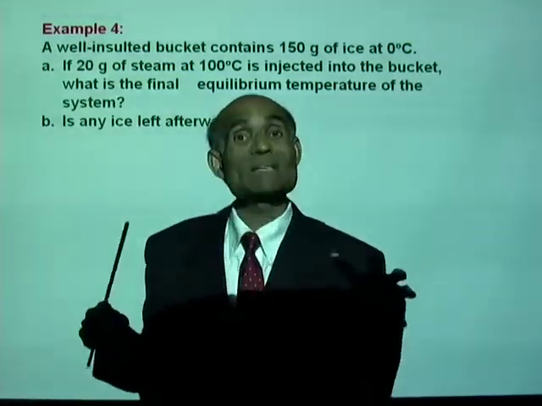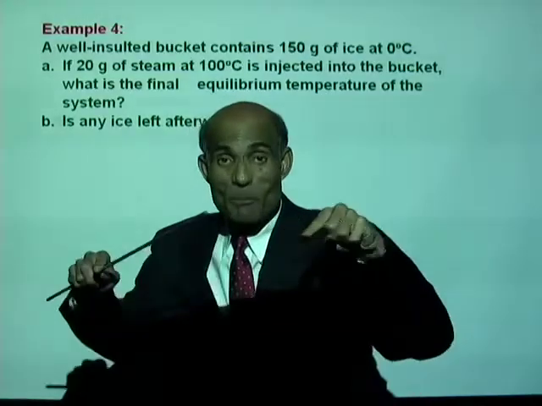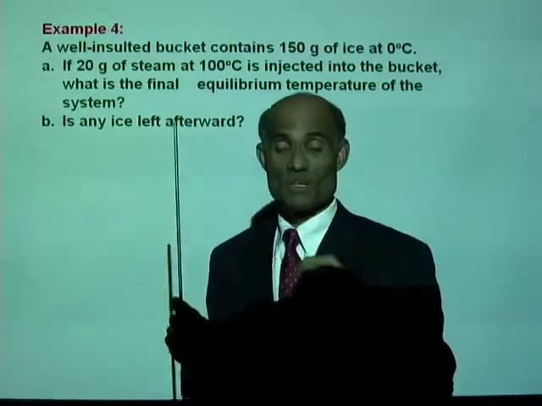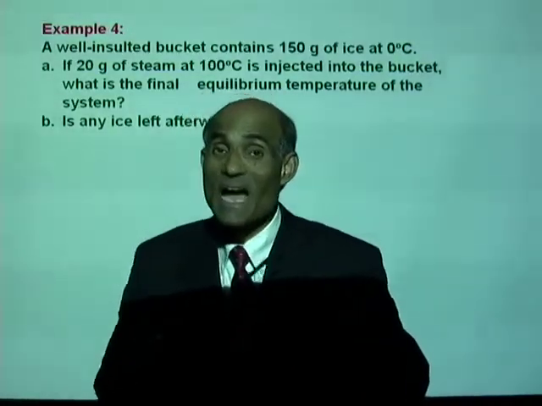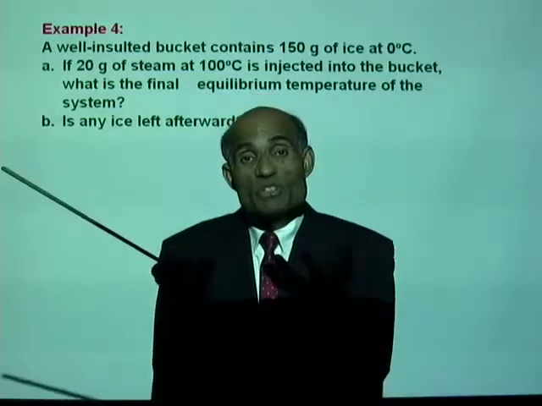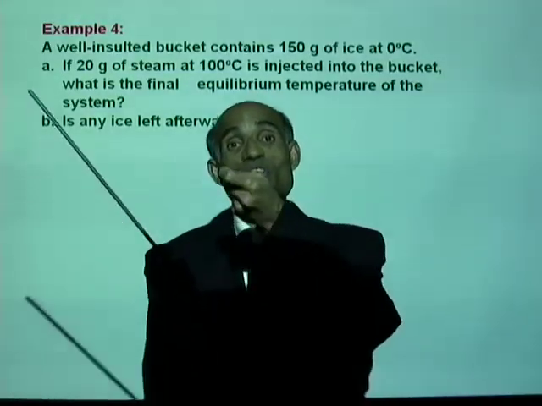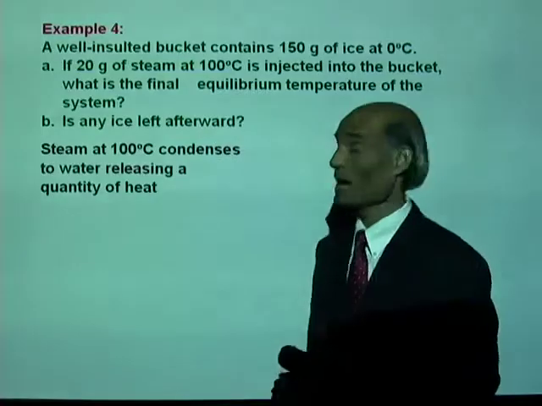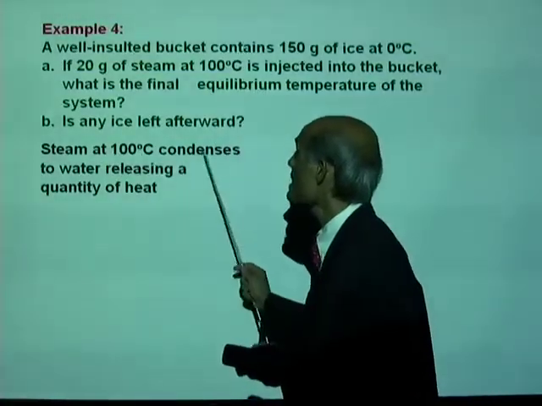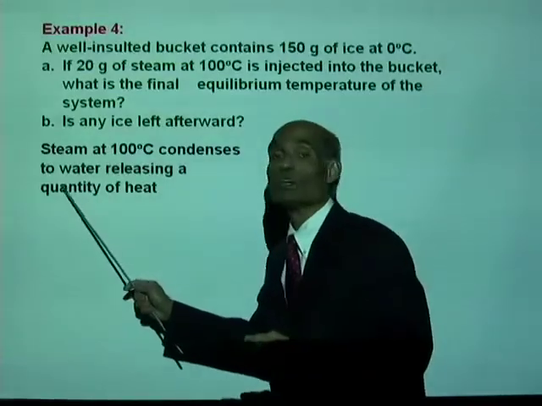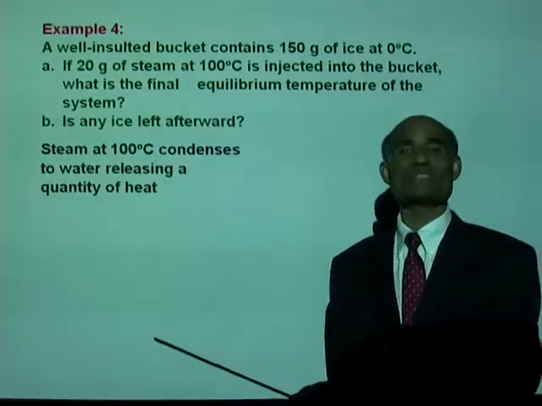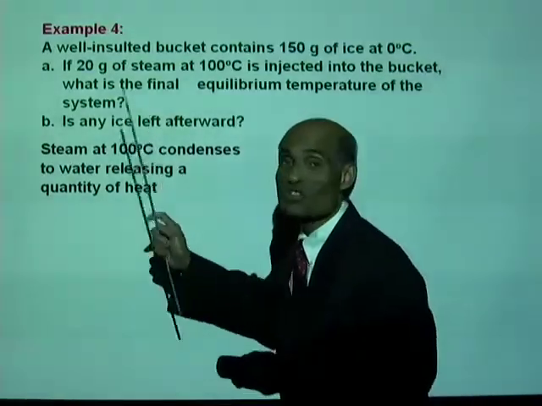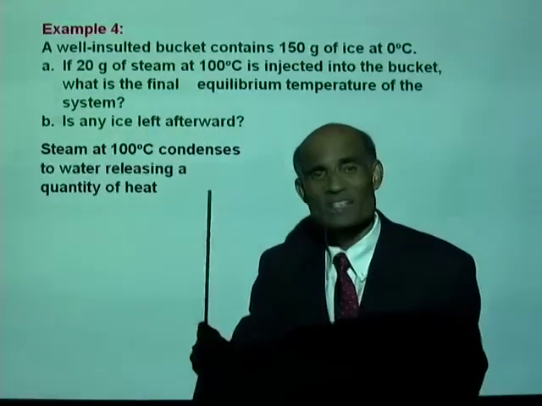If all the ice melted, then after melting, the water will increase its temperature to this equilibrium temperature. So we will assume that all the ice has melted, and the melted ice now increased its temperature to that equilibrium temperature. Okay, let's start by talking about it. Steam at 100 degrees Celsius condenses to water, releasing a quantity of heat. What is the quantity of heat released by steam at 100 degrees Celsius when it condenses to water at the same temperature?